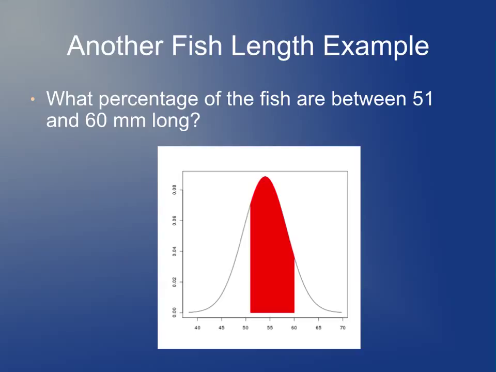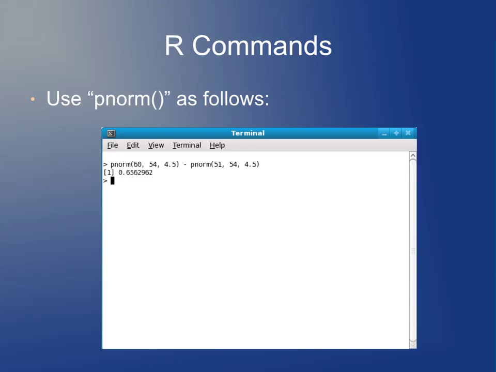Let's say we want to find the percentage of fish between 51 and 60 millimeters. That would be the red portion in the middle of the graph here. And you can probably see how we might do this. We could take the area to the left of 60, which would be pnorm of 60, and then subtract the part that's to the left of 51, which would be pnorm of 51. So you can see the command here, pnorm(60, 54, 4.5) minus pnorm(51, 54, 4.5). It's about 65.6%.